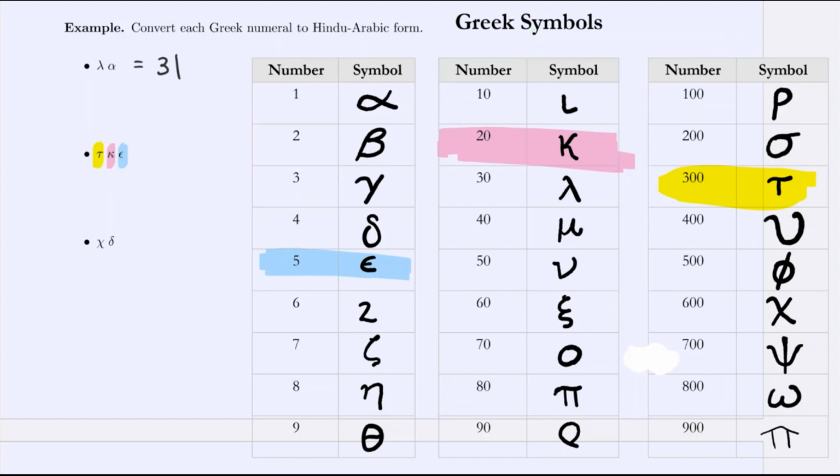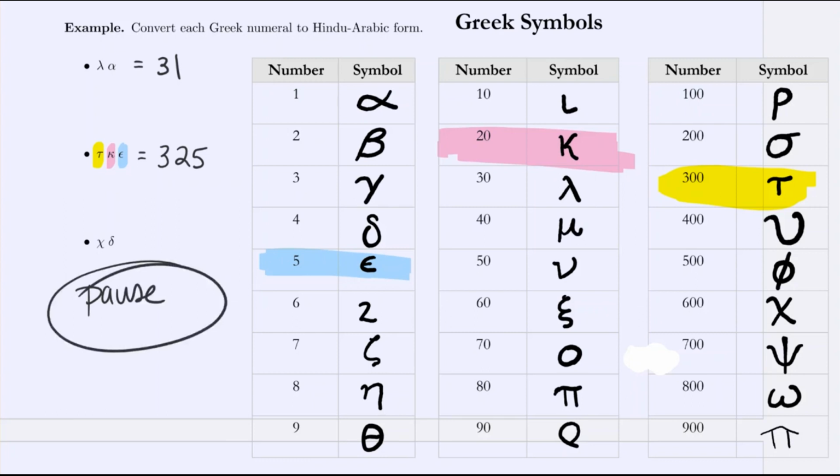Putting that all together, we would get the number 325. Now for this last one, I recommend that you pause the video and look for the number you see represented, unpause to check your work.